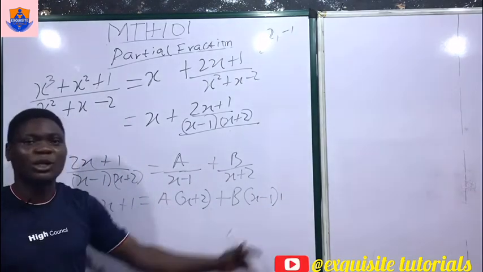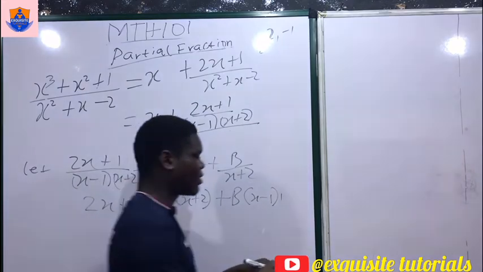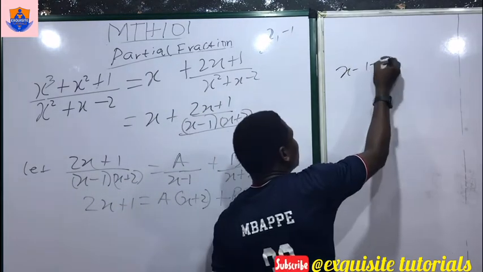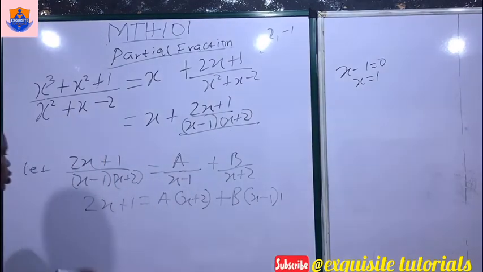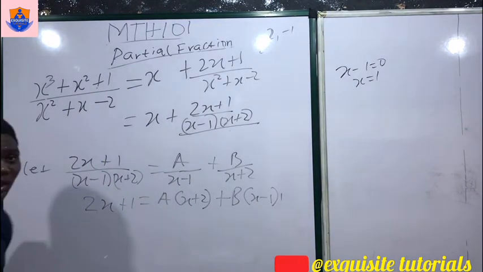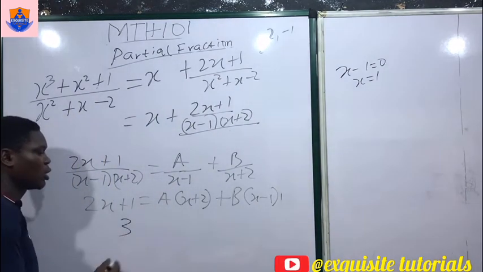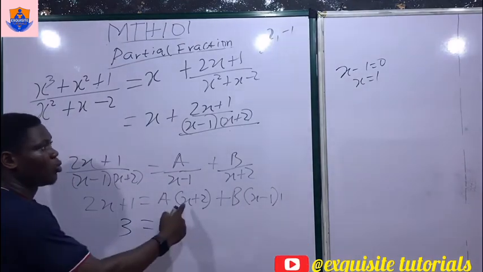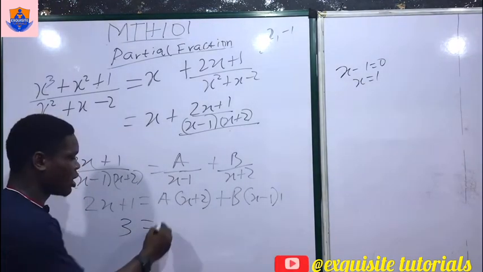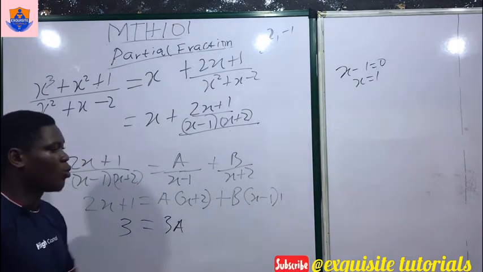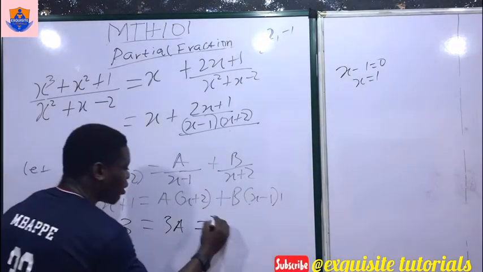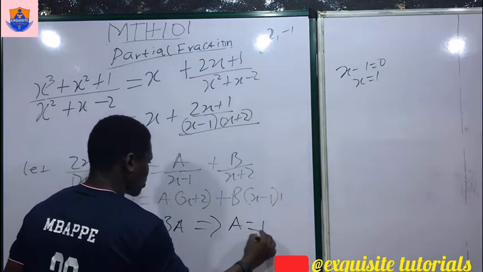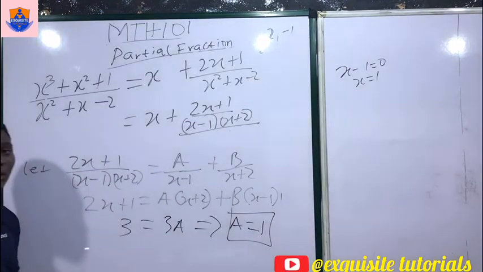Now what will I do to eliminate? If I make x minus 1 equals 0, my x becomes 1. So let me impute x as 1. 2 times 1, 2 plus 1, that will be 3. Equals 1 plus 2 is 3. So we have 3a. 1 minus 1, that's 0. So this part is out. Therefore, our a is 1, because 3 divided by 3 is 1.